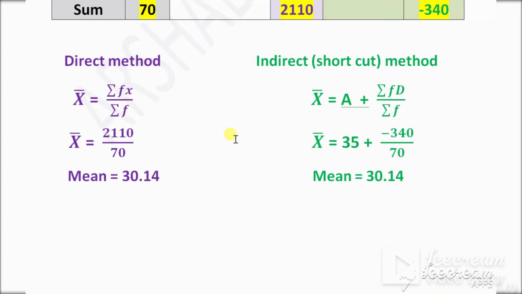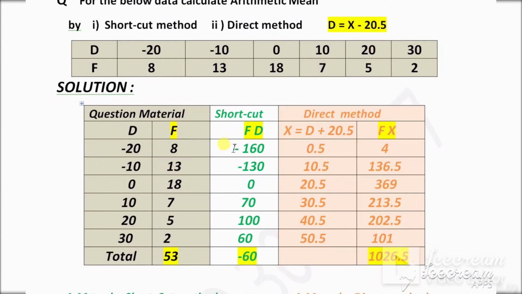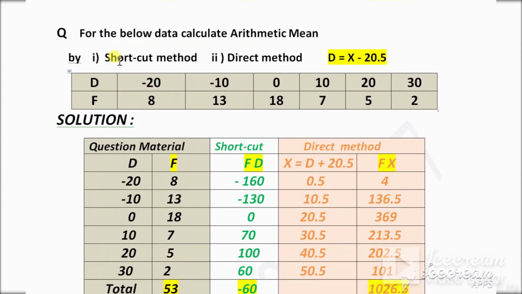So now the next question. Calculate the arithmetic mean by the shortcut method and the direct method for the below data, where d is equal to x minus 20.5. It is given in the question now. This is a different type of question, because d is also given.